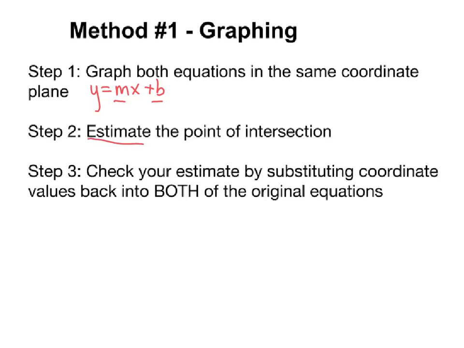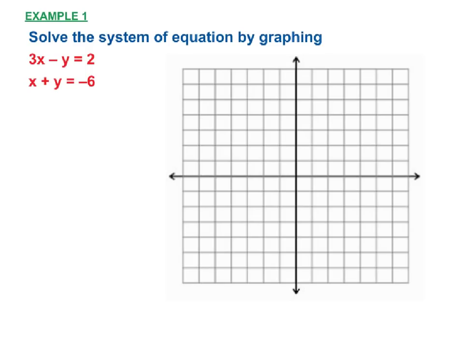Estimate the point of intersection. We talk about estimate because that x, comma, y might not be nice integers on a crosshair, and that makes graphing maybe sometimes not the best method. Check your estimate by substituting the coordinate values back in. So we're going to take that x and y and plug them back into the original formula to make sure that both sides of the equal sign are the same, or are equal.